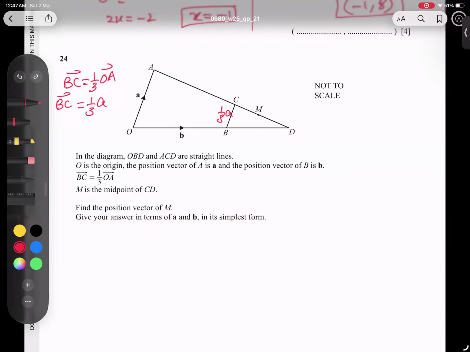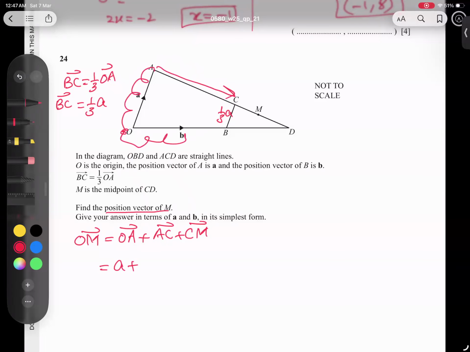Many ways are there. So I'm planning O to M because we want the position vector of M. This is my planning: O to A, A to C, and C to M. Now it's very interesting. O to A is small a. I'm copying small a. AC I don't have, but I can find how to get AC: A to O, O to B, and B to C. So I'm finding quickly how to get AC.